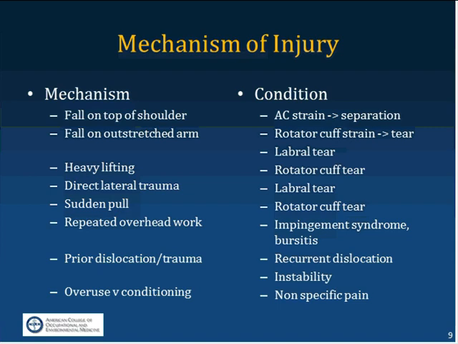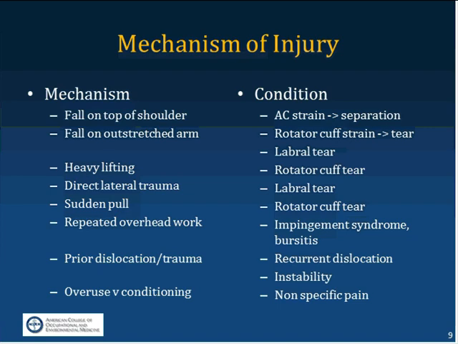Repeated overhead work is believed to cause impingement syndrome and bursitis. Those two are not necessarily distinguishable because part of the definition of impingement syndrome includes subacromial bursitis. So there's some fuzziness about the actual diagnostic terminology. If there's prior dislocation or prior trauma resulting in dislocation, then you can have a recurrent dislocation or shoulder instability.